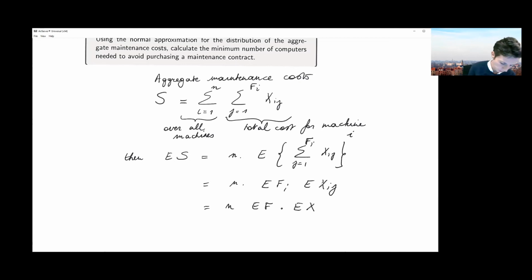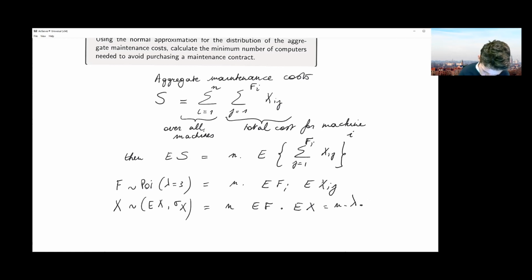Now we know something about this F. This F is Poisson, with a parameter lambda is 3, and we know something about the X, so the severity, because we know what the expected value of X is, and we know what the standard deviation of X is. And you can find that in the bullets which are given in this question, right? So you get something like this. Now, what about the variance of S? Let's think about that one as well.